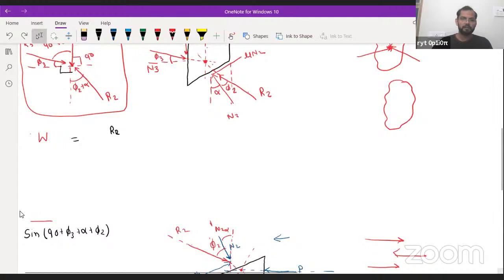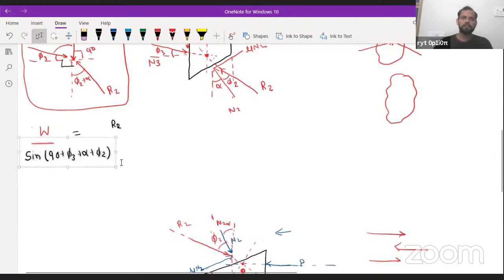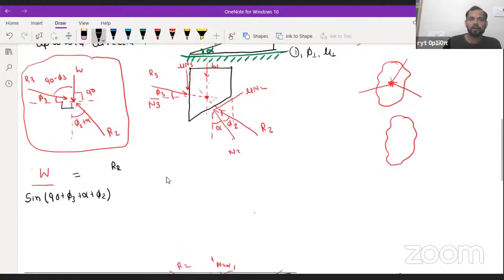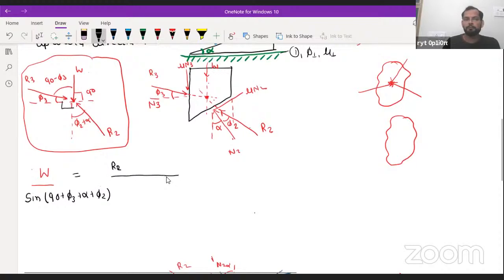This complete term I am picking from here. Is it okay? Fine. So now how can we write R2? So R2 will be equal to what? Can anybody tell me what will come in the denominator of R2? Anyone?